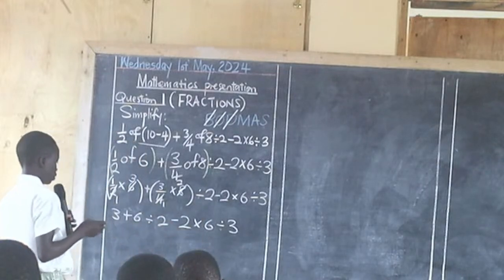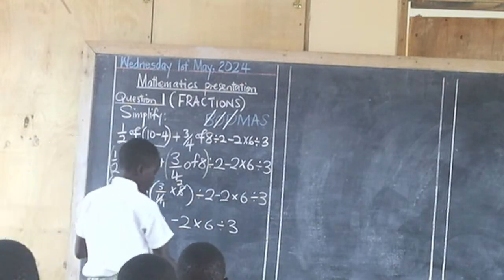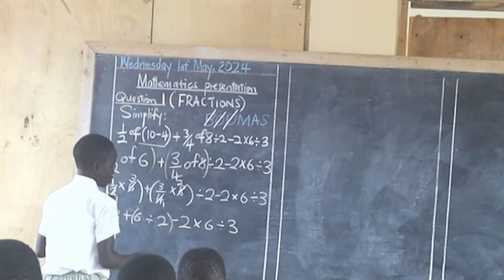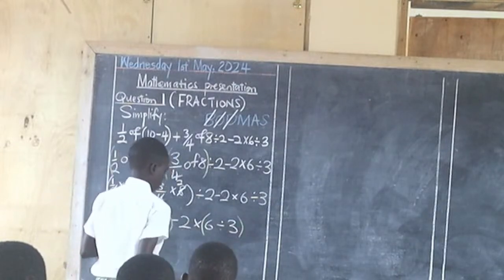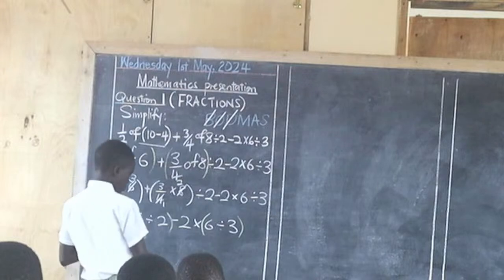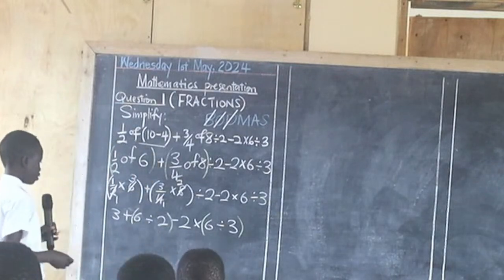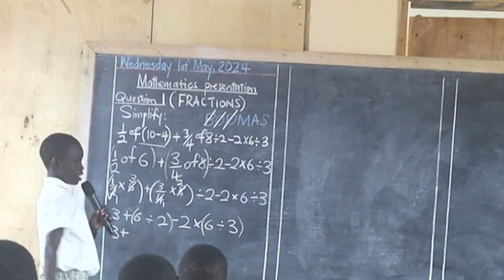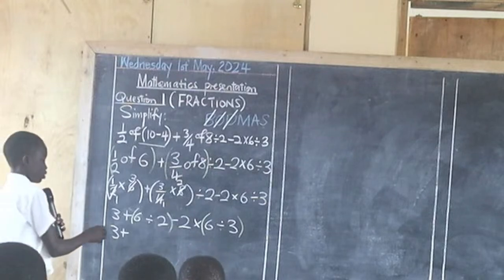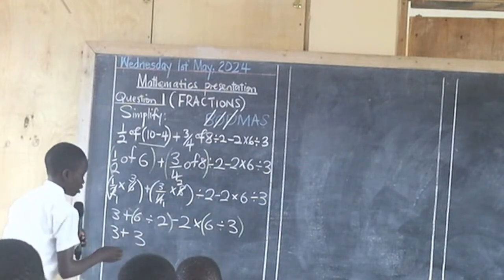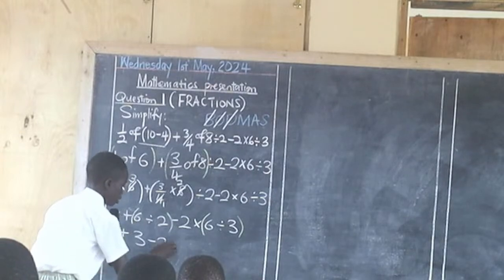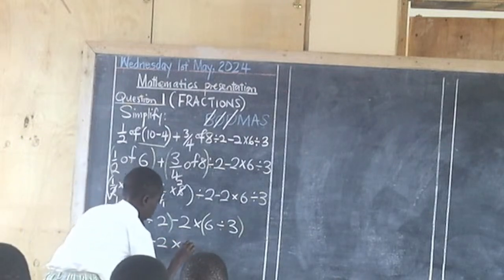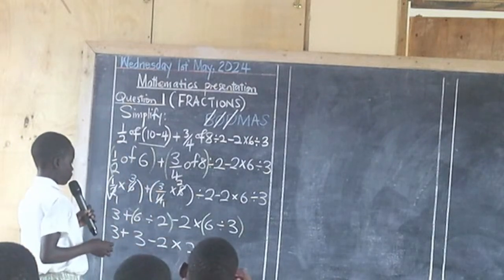We're now going to division, D, which stands for division. We shall also put these ones in brackets. After that, we simplify those brackets. So it will be 3 plus, now what's 6 divided by 2? 3. So we say 3 plus 3 minus 2 multiplied by 6 divided by 3, which is 2. Multiplied by 2. So now we have finished division.